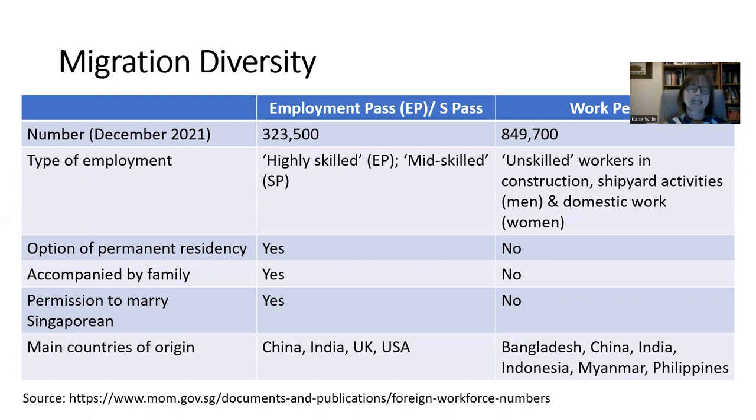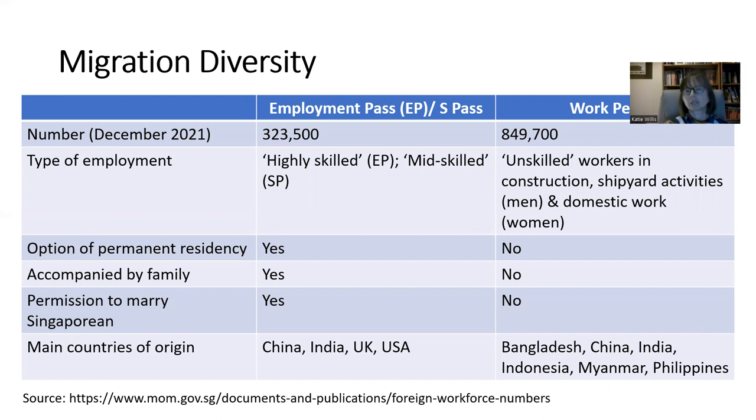And you'll notice here that I've got the notion of skill in inverted commas, because clearly the idea of skill is very much a defined category. It's not a category that everybody would agree on. What is seen as skilled and unskilled is a very political decision. And you can see in terms of where people come from, people who come on a work permit come from Bangladesh, China, India, Indonesia, Myanmar, the Philippines. So very regional. Whereas people who come on employment passes may come from the UK, the USA, other parts of Western Europe, Australia, New Zealand, but also may come from the region, from China and India. So people who have Chinese nationality or Indian nationality may actually be either on a work permit or an employment pass. So skilled migrants and unskilled migrants can come from the same countries, but their experiences would be very different.